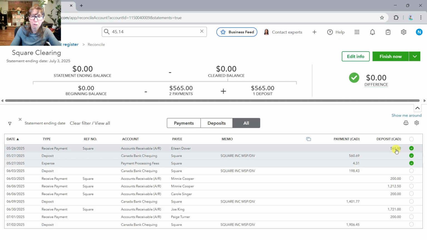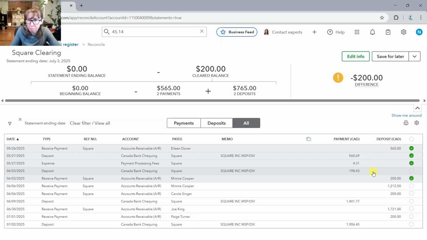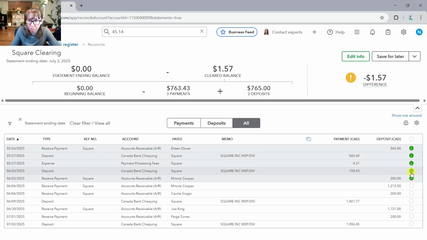We say, this is how much we said was paid. This is how much came into the bank. And this is how much Square says the fees are. So let's keep going. We've got a payment from Mini Cooper of $200. I bet you that $198 is related to it.